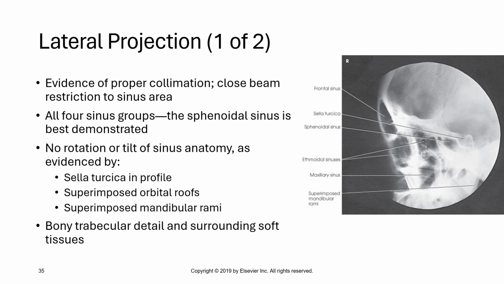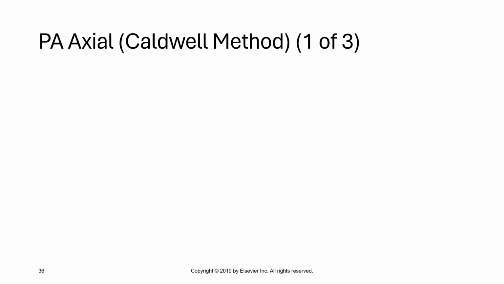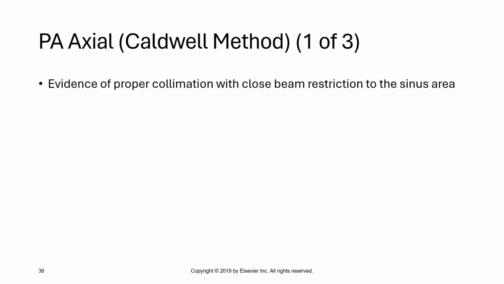We should see bony trabecular detail in surrounding soft tissues, including the entire soft tissue cartilage of the nose. That's pertinent anatomy on a sinus evaluation. Okay, don't clip the nose. All right, for our Caldwell method, evidence of proper collimation.